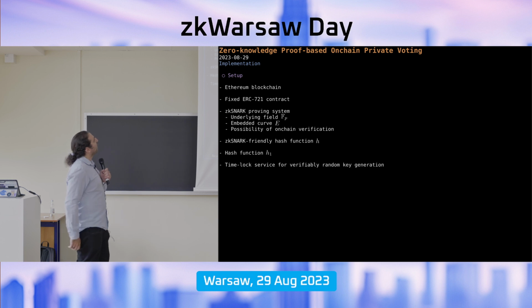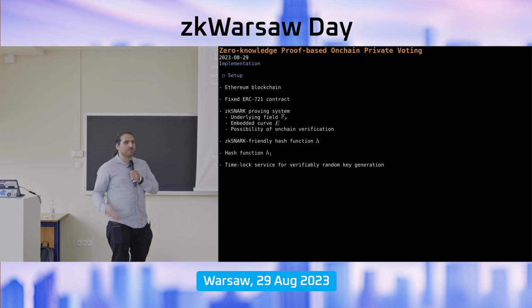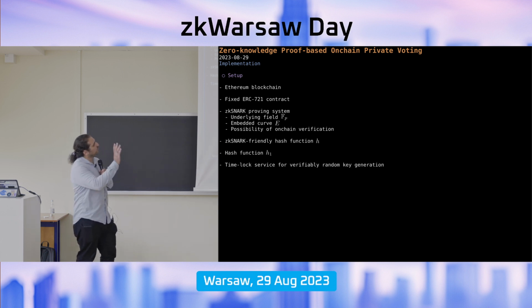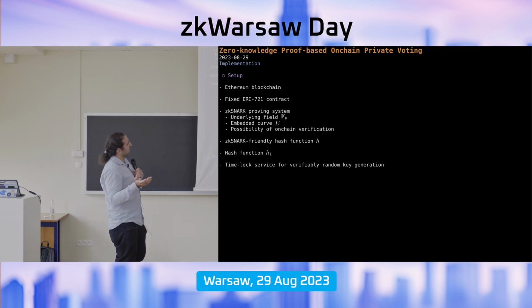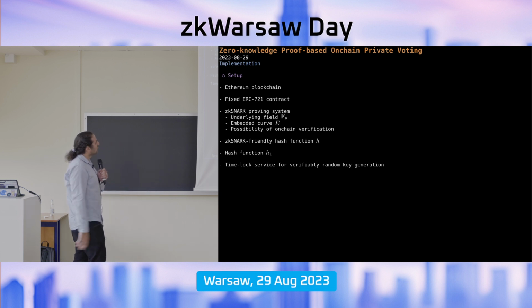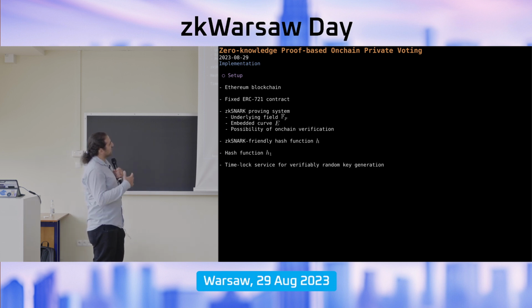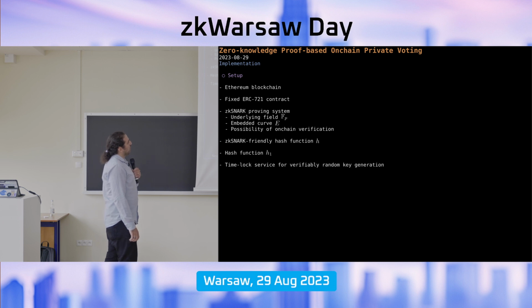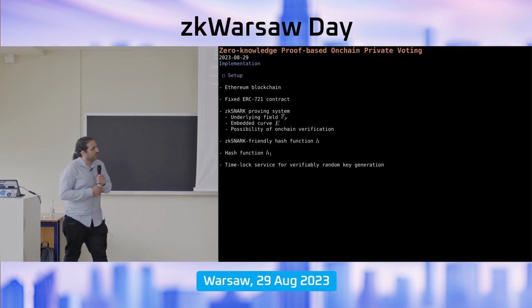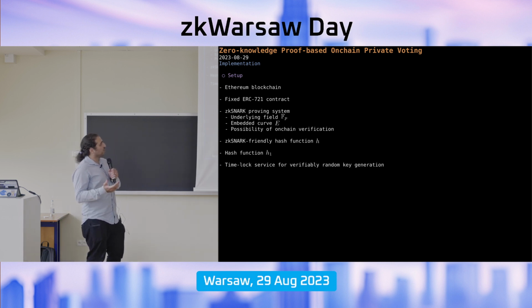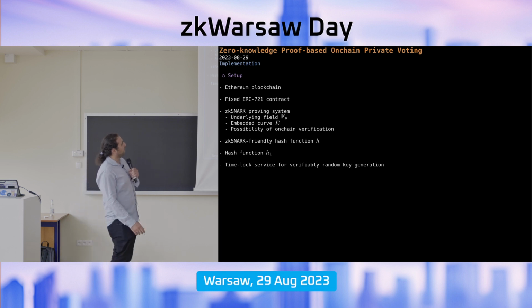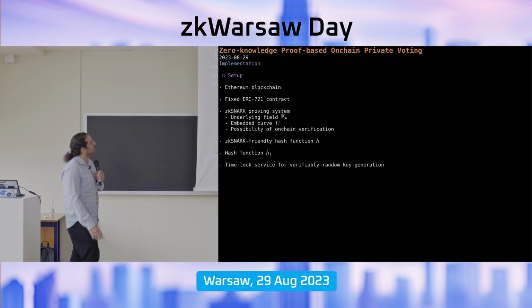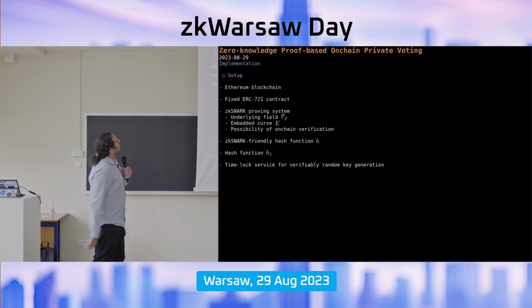So the assumptions are we have the Ethereum blockchain, some fixed NFT contracts, some ZK Snark proving system, underlying field Fp. For us, this is the BN254 associated field, and an embedded curve. In our case, it's the canonical prime order subgroup of Baby Jub Jub, and we should have the possibility of on-chain verification. So here we use UltraPlonk via Noir, which readily lends itself to such applications, as we'll discuss in a moment.